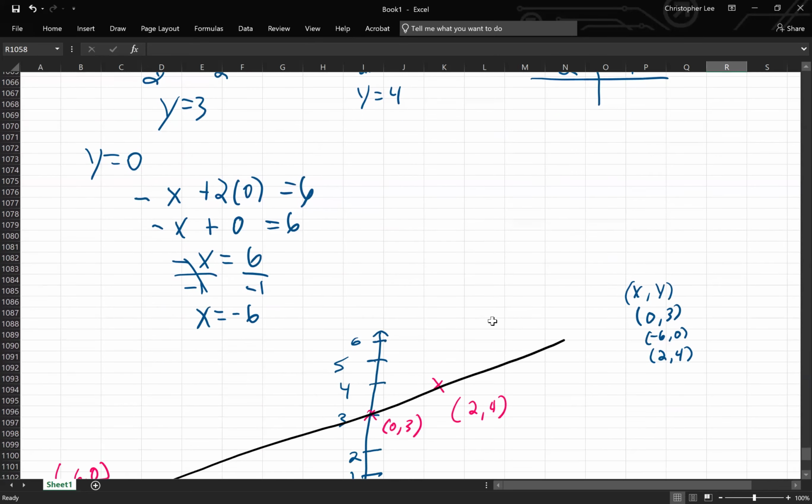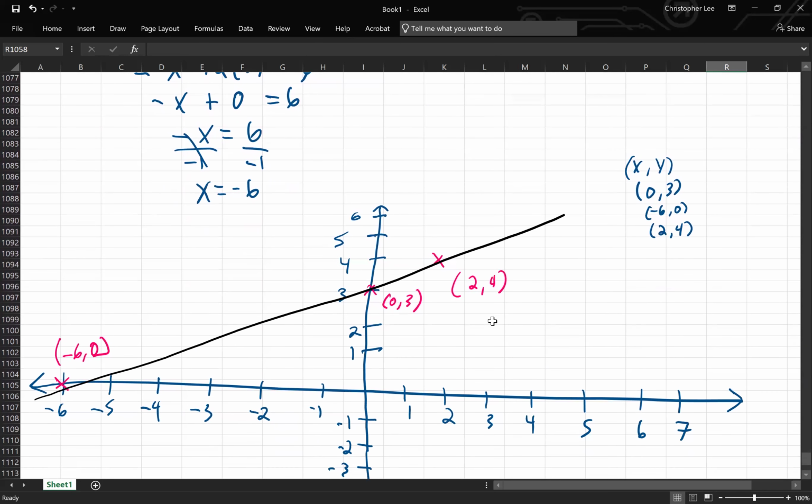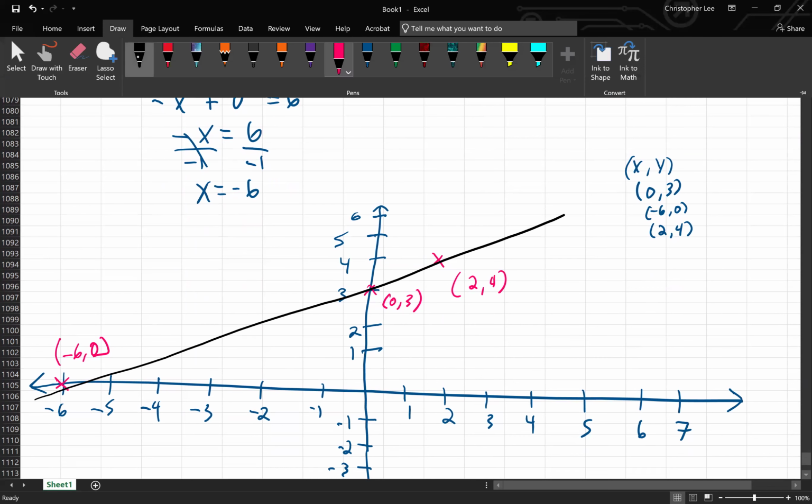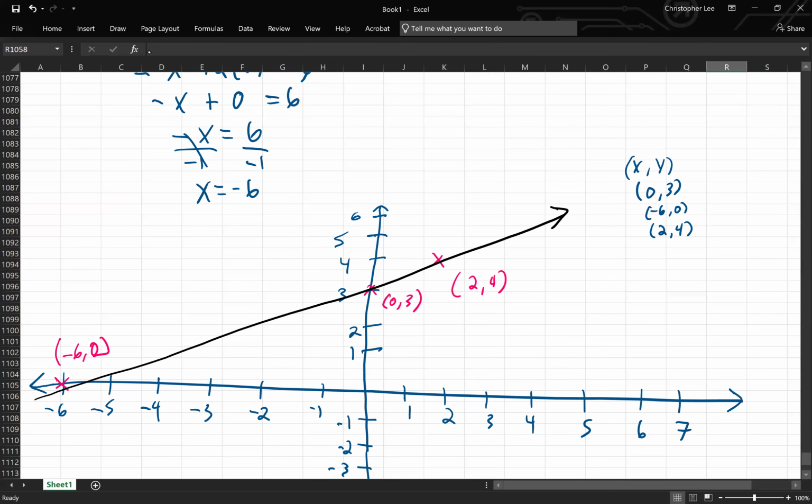Oh yeah, most definitely. Oh, you know what I forgot to do? Hold up. I forgot to put the arrows here to make it go out. And the name of this is the X-axis and this is the Y-axis. Sorry about that.